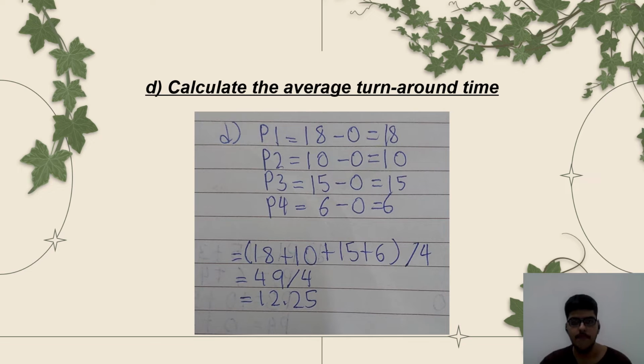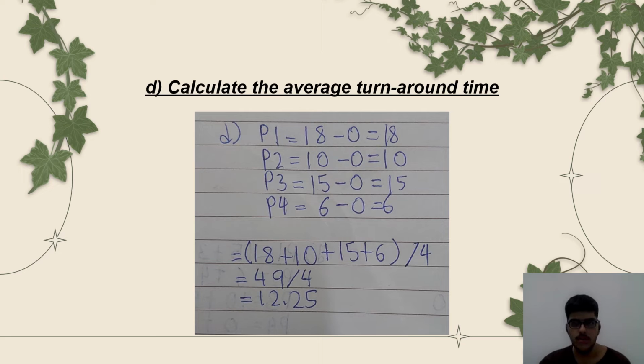The completion time for P1 is 18, P2 is 10, P3 is 15, P4 is 6. P1 18 minus 0 equal to 18, P2 10 minus 0 equal to 10, P3 15 minus 0 equal to 15, P4 6 minus 0 equal to 6.